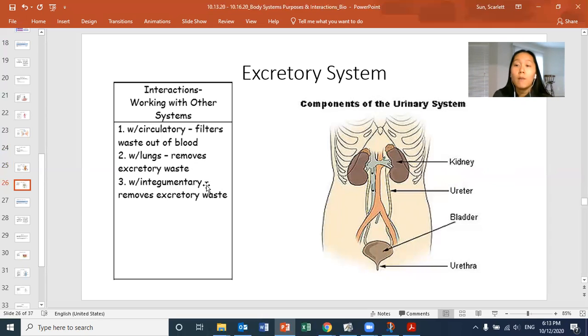So out of these three, pick one to tell me about again. What is one major interaction that the excretory system has with another system, and what are they doing together?